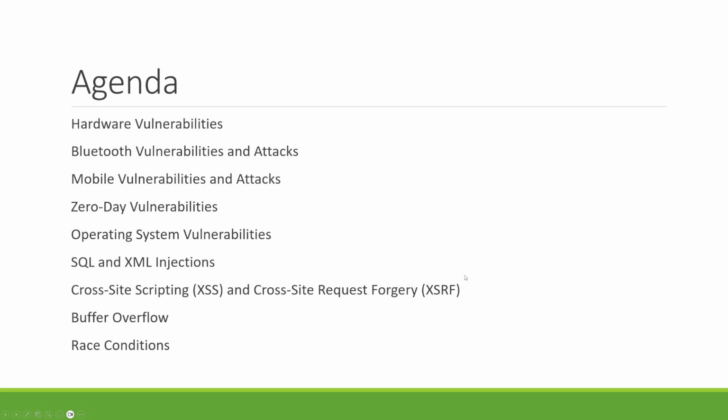So the agenda today, we're going to talk about hardware, Bluetooth, mobile. All of these are vulnerabilities and different attacks that are associated with them. We'll talk a little bit about zero-day vulnerabilities, operating system vulnerabilities. Then we'll start talking about software vulnerabilities to include SQL, XML, cross-site scripting, and cross-site request forgeries. We'll talk a little bit about what a buffer overflow is and why they're so important in cybersecurity. And then we'll finish on our finale of race conditions.